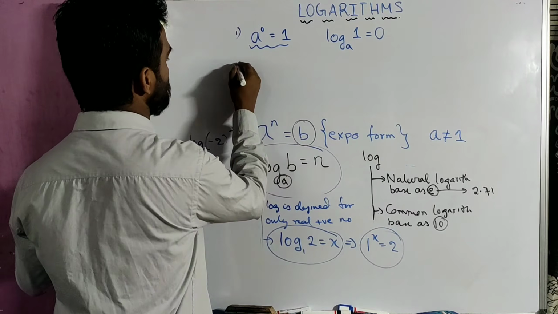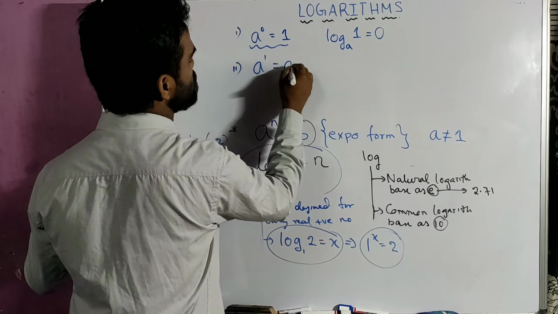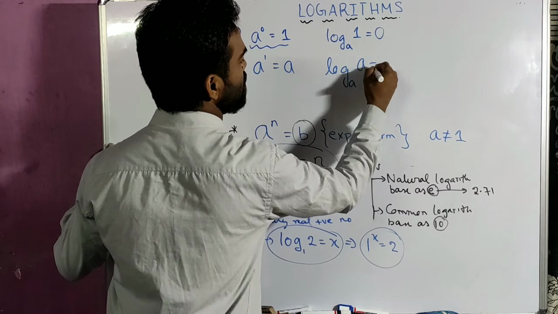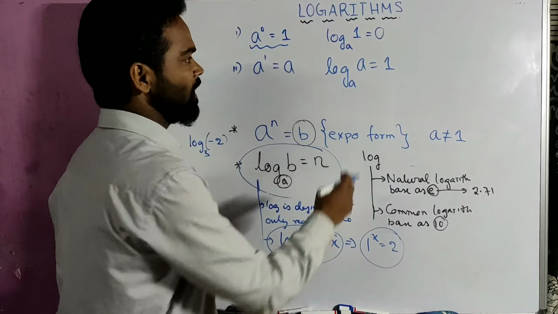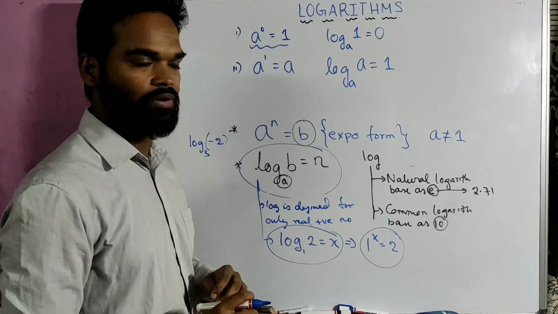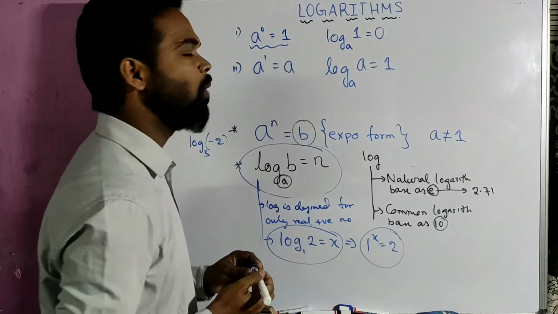Second, see over here, we know a to the power 1 equals a. So we can write log of a, base a, has to be 1. So if you're finding a log of a number with the same base, then the value is 1.